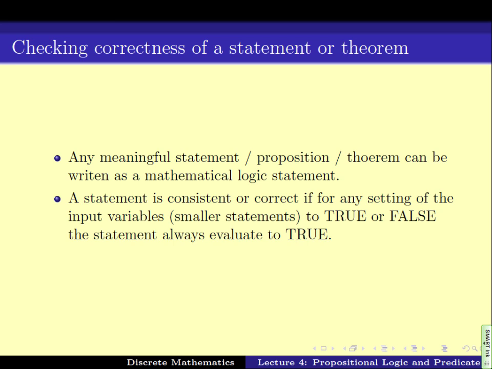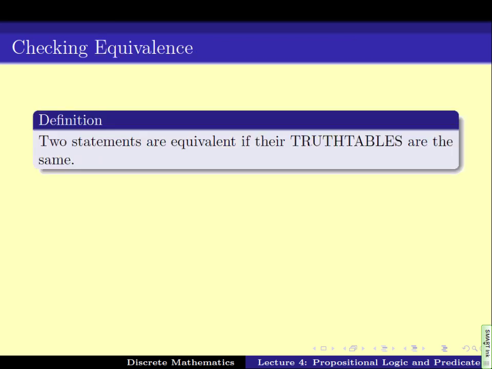Now, there can be multiple different ways of writing a particular statement, or in other words, there can be multiple different mathematical logic statements which basically mean the same thing. So these statements we call equivalent statements. So we say that two statements are equivalent if their truth tables are the same.